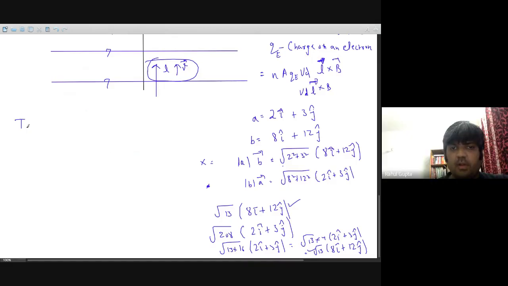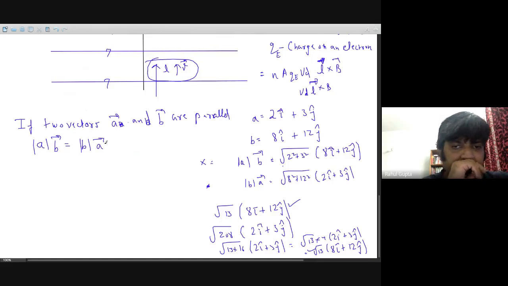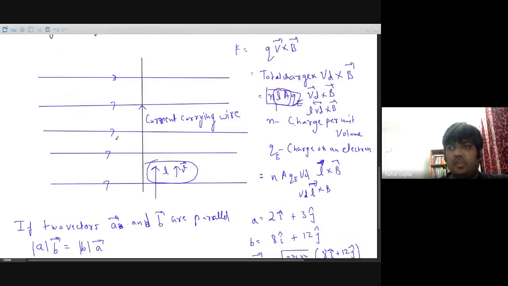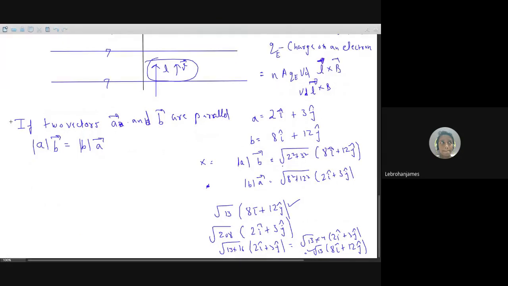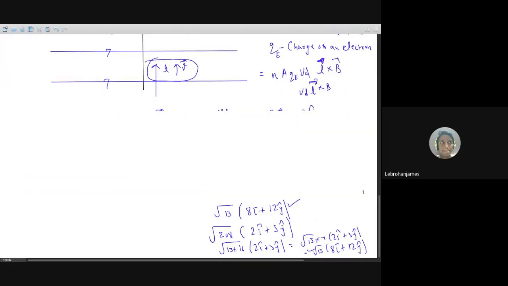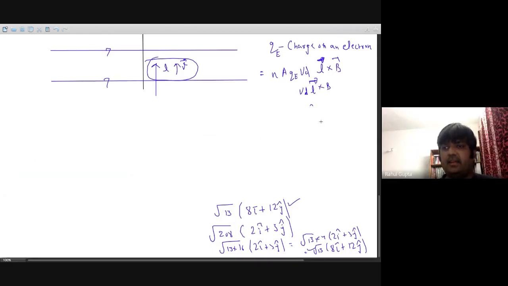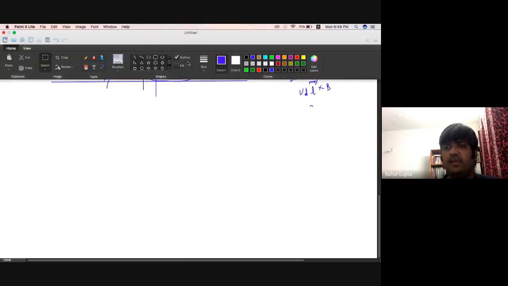They're the same, sir. So what can we say that if two vectors A and B are parallel, then mod A into B is equal to mod B into A. Can we say that? Yes, sir. Now, the same situation was here. So since L and V are parallel, we can exchange the scalar and vector. Right, exactly. So that's why.